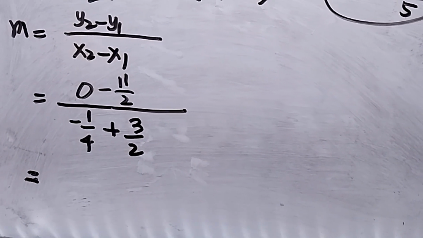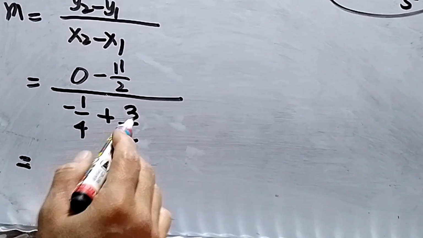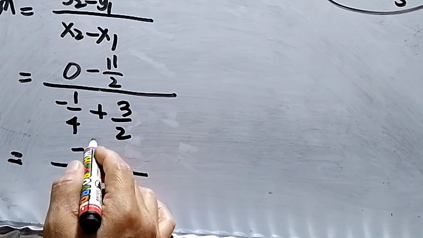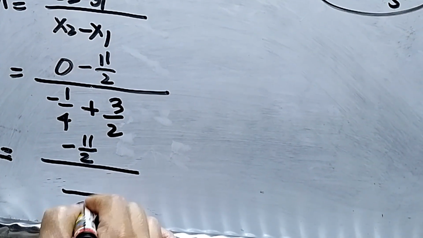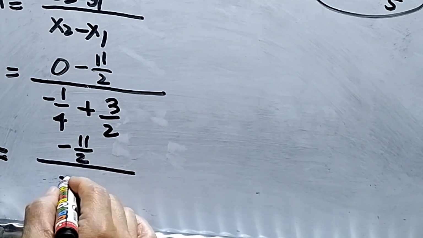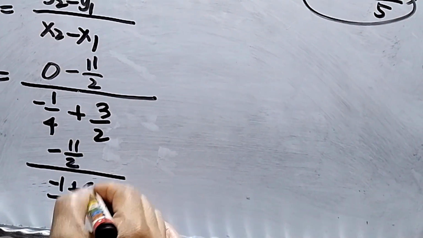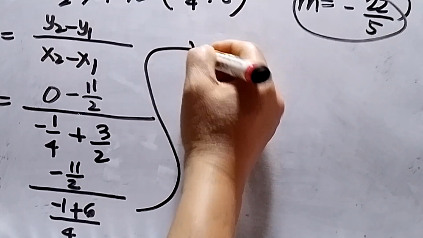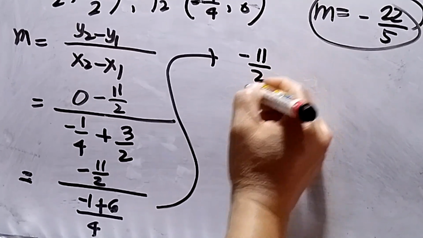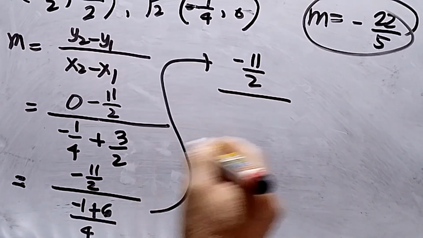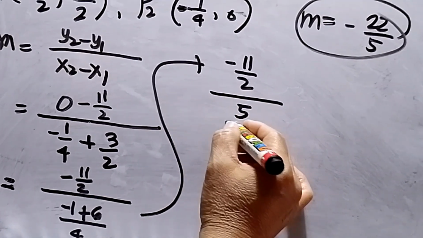Okay, so we have now 0 minus 11 over 2 over negative 1 over 4 plus 3 over 2. So this will be negative 11 over 2, and then the LCD of the denominators is 4. So 4 divided by 4 is 1 times 1, negative 1. Then plus 4 divided by 2 is 2 times 3 is 6. So this will be negative 11 over 2 over positive 5 over 4, because negative 1 plus 6 is positive 5.